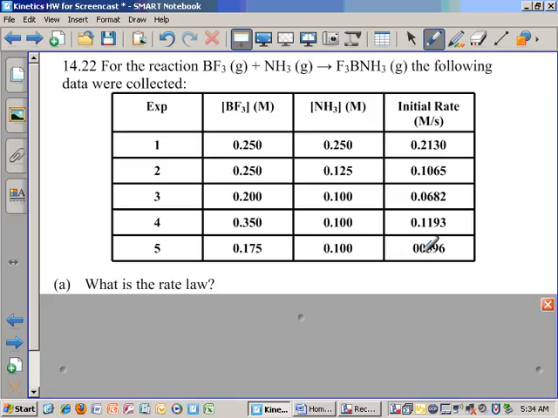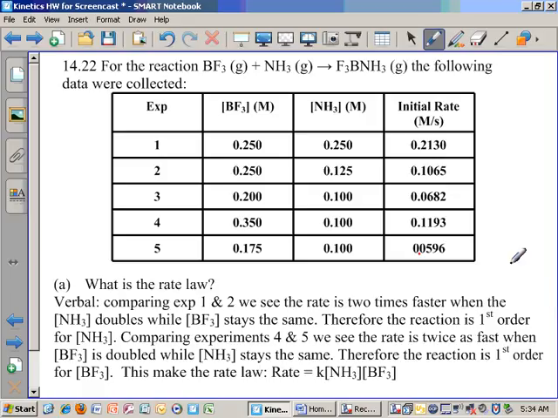It's very unlikely that you would ever have to use all of them. And there's a small typo down here. There should be a decimal point in there, so I just added it in. So what's the rate law? First thing we can do is approach this just verbally, because we have what we're looking for, convenient doublings.